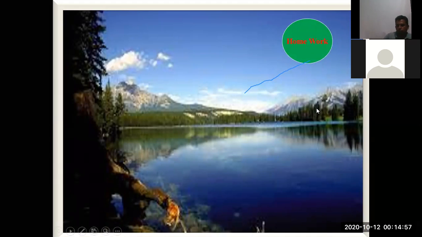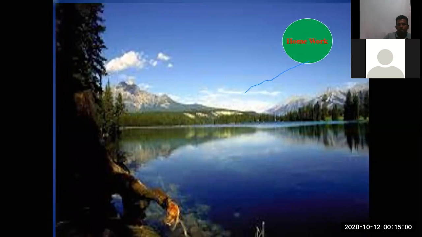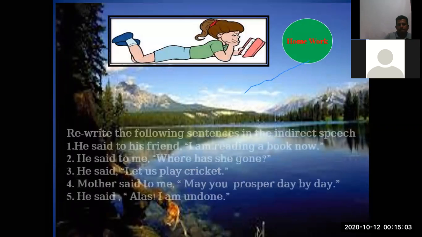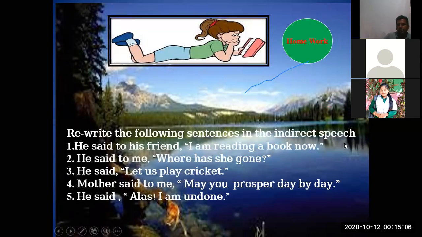Now I would like to give you homework. Look at the computer screen. Change the following sentences into indirect speech. He said to his friend, I am reading a book. Now it is an assertive sentence. He said to me, has she gone? It is an interrogative sentence. He said, let us play cricket. It is an imperative sentence. Mother said to me, may you prosper day by day. It is an optative sentence. And he said, alas, I am undone. It is an exclamatory sentence. Here five kinds of sentences are given. So try your best to solve this problem at your home.